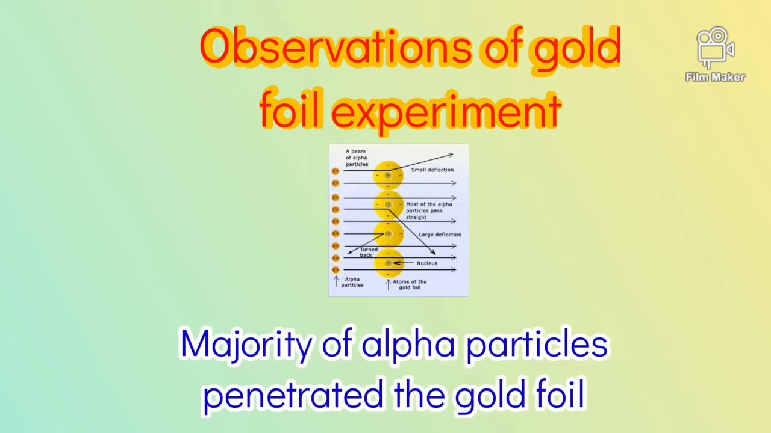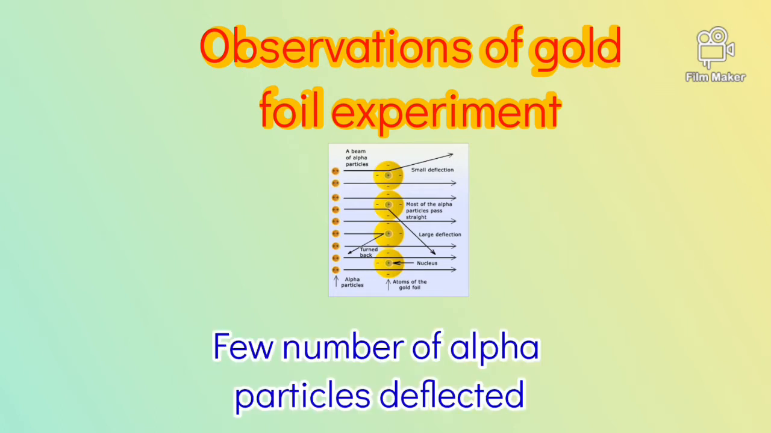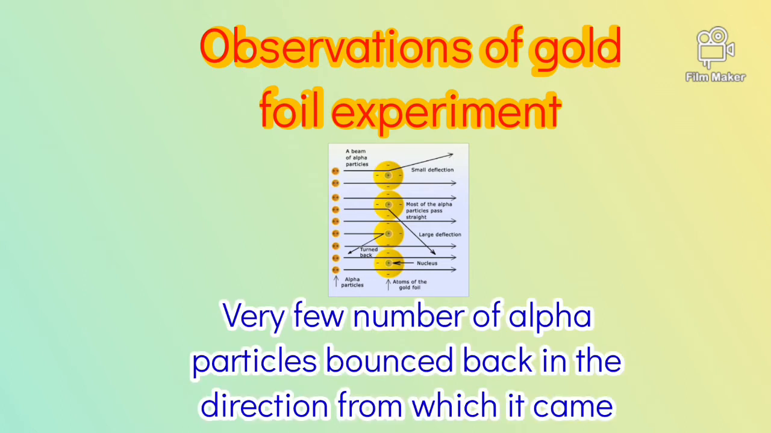Majority of alpha particles penetrated the gold foil. A few alpha particles deflected. Very few alpha particles bounced back in the direction from which they came.